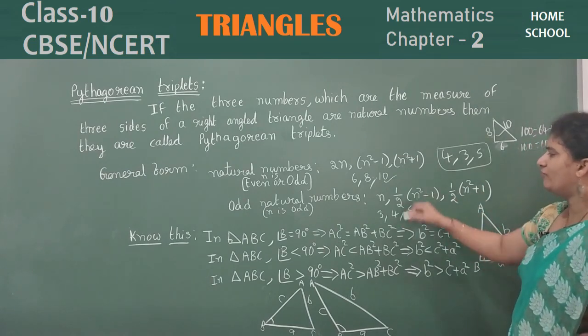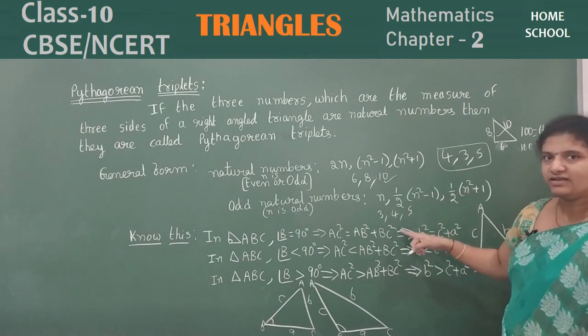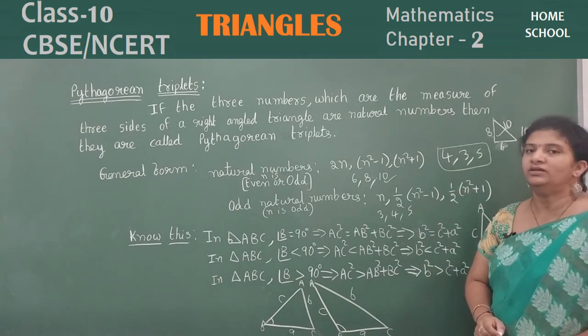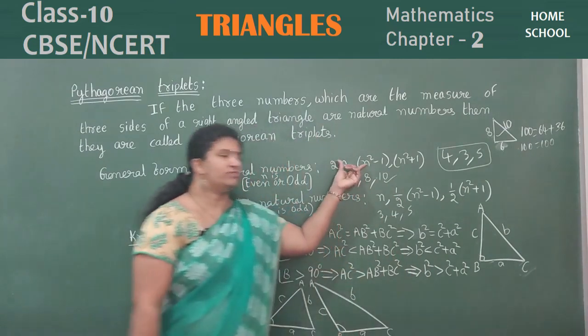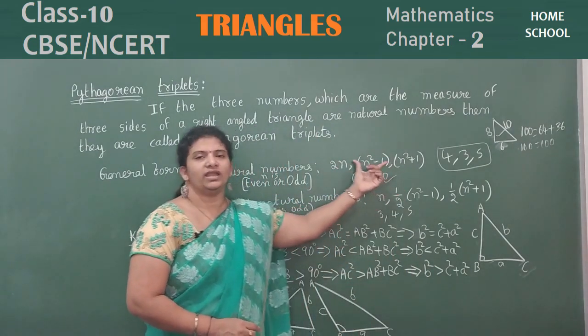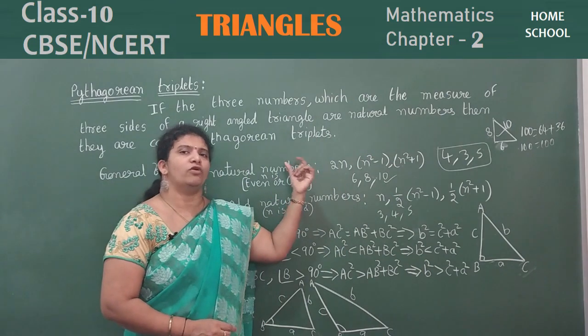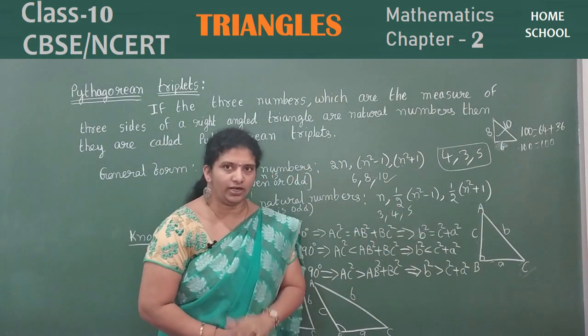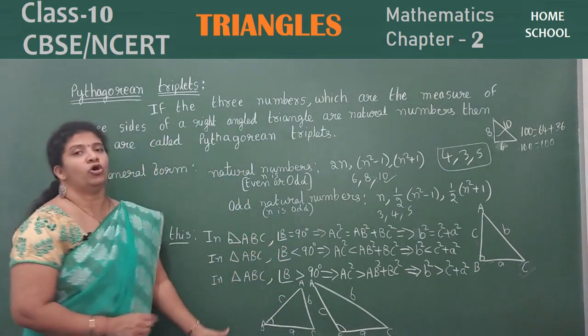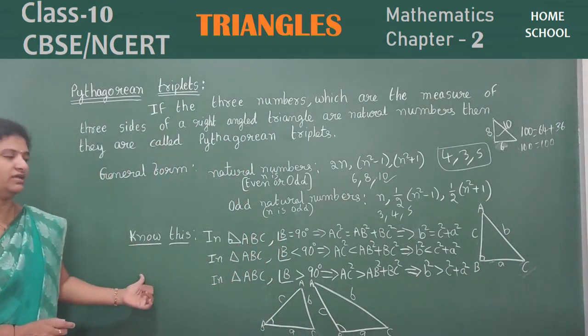Is 3, 4, 5 a Pythagorean triplet? Yes, it is a Pythagorean triplet. So the first general form you can take for any natural number, odd or even. But these three you can take only for an odd number. Next, one more concept I have given here, children.